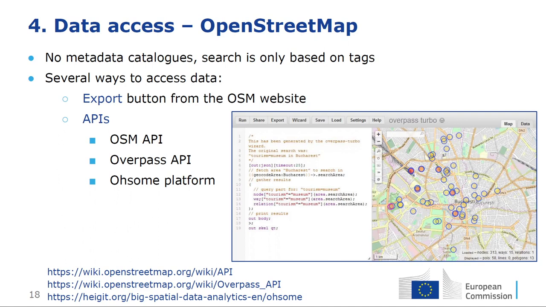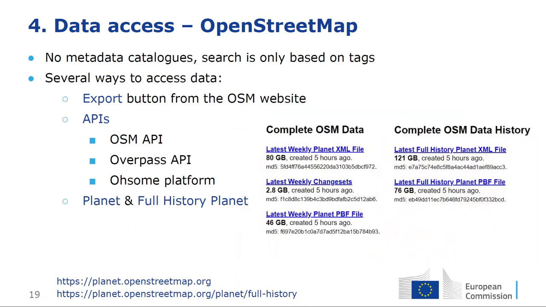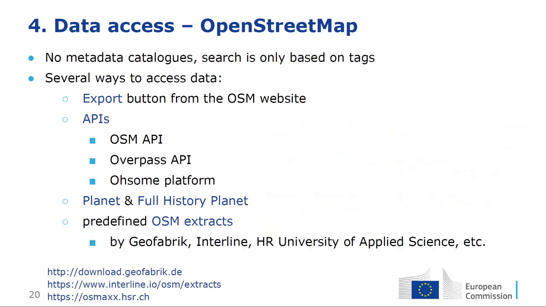And then there's also this quite new product, the Awesome platform, developed by the great team at Heidelberg University, which also allows access to the history of the data, because OSM also provides not just the data itself, but also the history. So information on which user edited which object at which time. If you want to download the whole database of the whole world with or without the history, you should download these two files, the planet and the full history planet. As you can see, several tens of gigabytes.